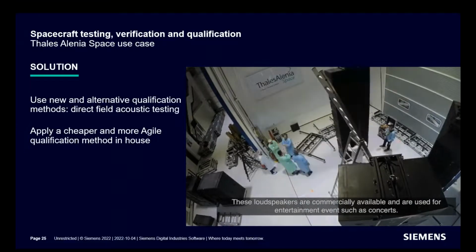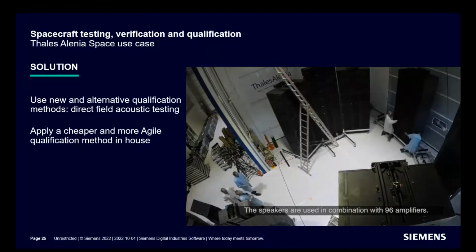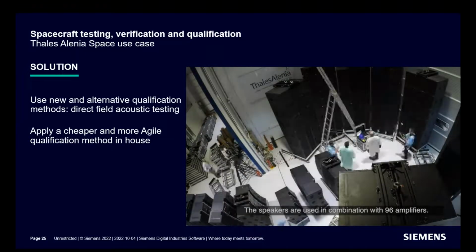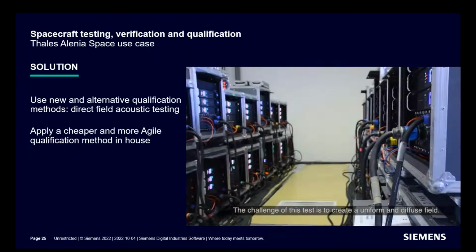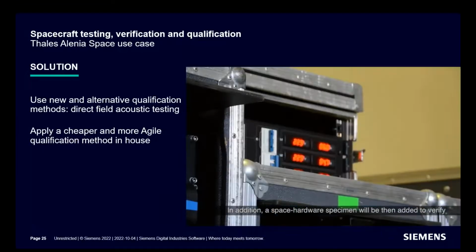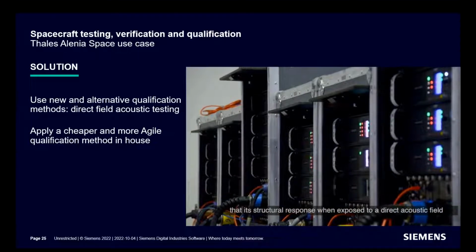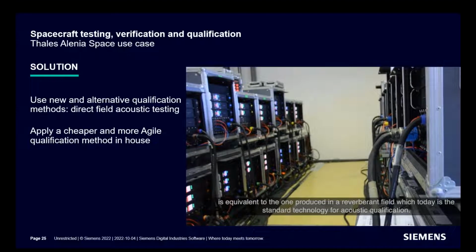So we worked together with Thales to develop a new and alternative qualification method, which is called direct field acoustic testing, which no longer requires dedicated rooms, but which allows you to construct in any given room based on loudspeakers the required diffuse field that is needed for these acoustic qualification tests. So this is a cheaper and more agile qualification method that reproduces the diffuse field conditions inside the payload housing that companies can much easier deploy in-house.